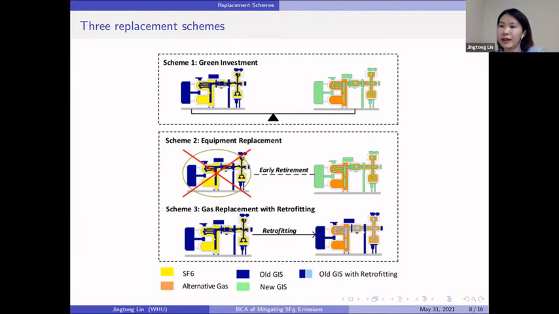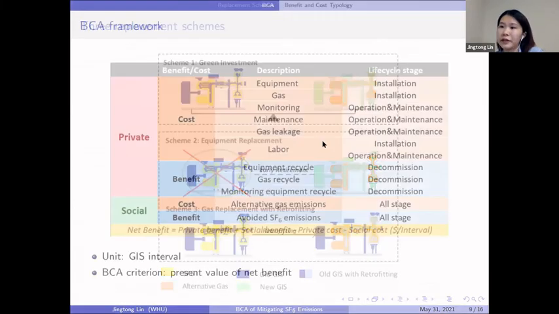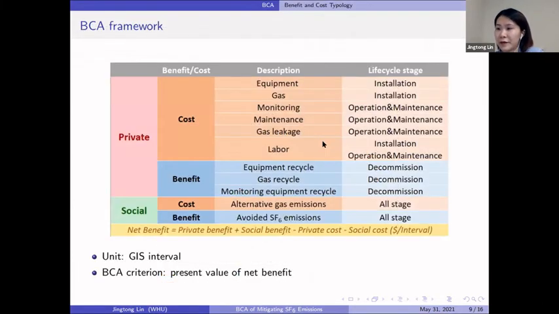This scheme is promising as it saves equipment cost, but the retrofitting technology is still in the research and development stage. For these three schemes, we build a BCA framework, and their benefits and costs are summarized in this table. During the different life cycle stages of GIS, we consider different components of private or social costs and benefits. And then we calculate the net benefit for a representative GIS interval and use the net benefit value as the evaluation criteria.